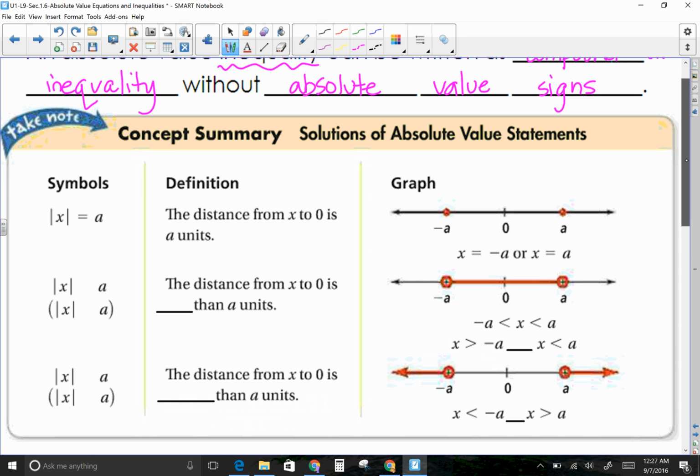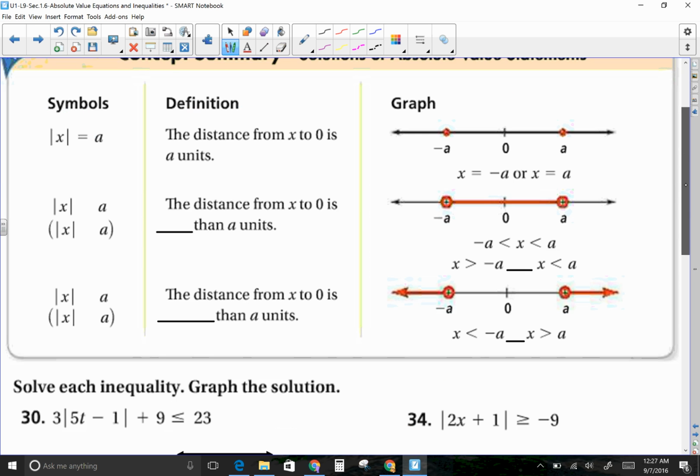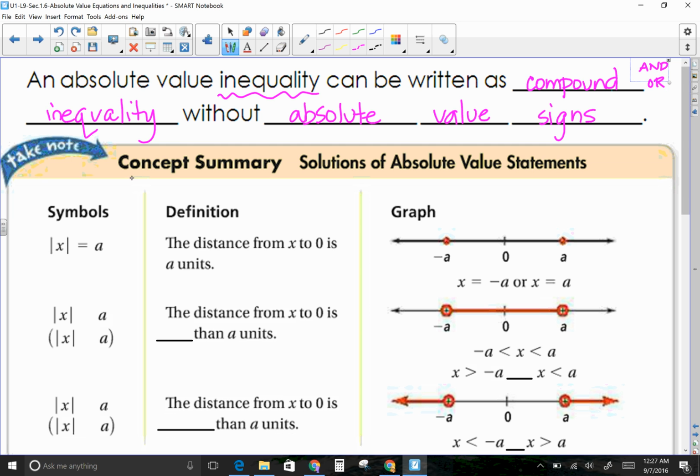Okay? And the other thing that we talked about, okay, or let's look at this. So this concept summary that we have, the first one is what we just talked about. The absolute value of x equals a. That is the distance from 0, x to 0. Okay, and the graph of it is just two dots. x equals a or x equals negative a.